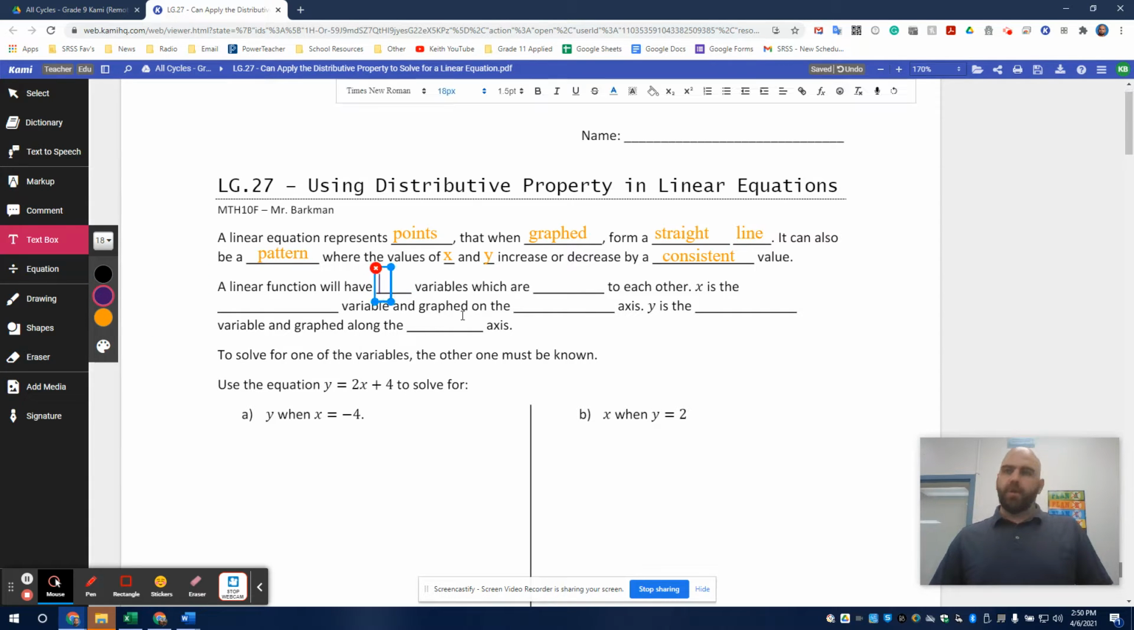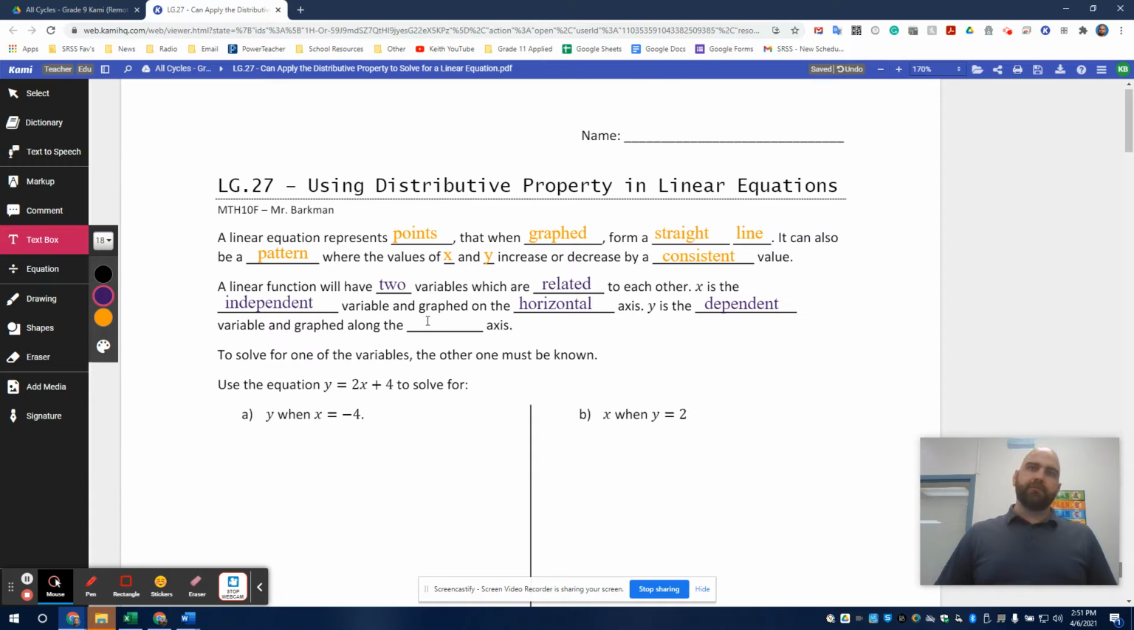Now, a linear function will have two variables, which are related to each other. They're always related to each other. The way that they're related is going to be based on the equation that they're a part of. X, we're usually going to use X. X is the independent variable and is always graphed on the horizontal axis. Y, on the other hand, is the dependent variable, and is always graphed on the vertical axis.